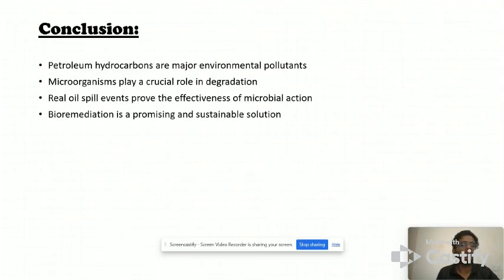So, in conclusion, petroleum hydrocarbons are major environmental pollutants. Microorganisms play a crucial role in degradation. Real oil spill events prove the effectiveness of microbial action. Bioremediation is a promising and sustainable solution.